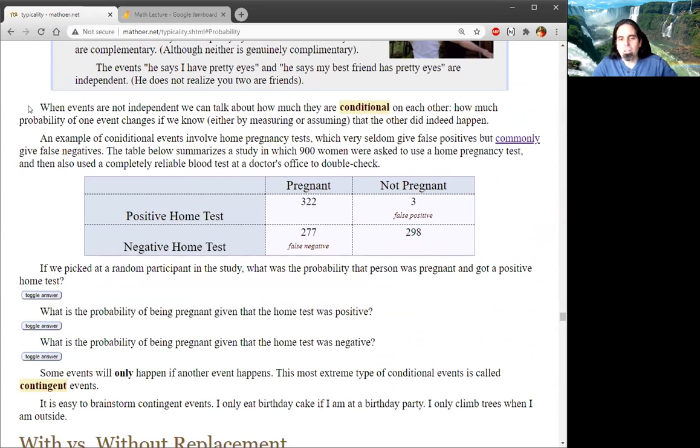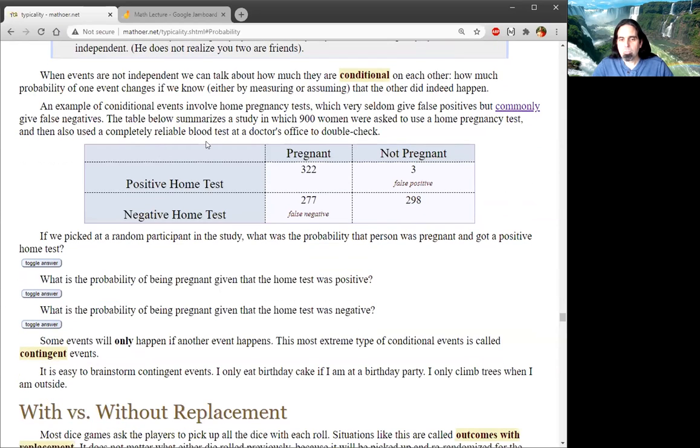When events are not independent, we can talk about how much they are conditional on each other: how much the probability of one event changes if we know it happened, maybe we measured it, or maybe we're just assuming for the sake of the problem that the other thing did happen. An example of conditional events involves home pregnancy tests. They very seldom give false positives, but they commonly give false negatives.